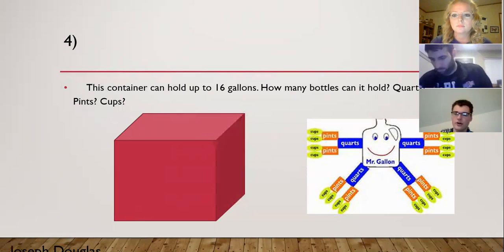So there are 2 cups in a pint, there are 2 pints in a quart, and there are 4 quarts in a gallon. There are also 2 quarts in a bottle. The key with this, since we have 16 gallons, is to multiply 16 by however many of those measurements go into a gallon. So, for example, there's 2 bottles in a gallon, so 16 times 2, that's 32. So there's 32 bottles that it can hold.